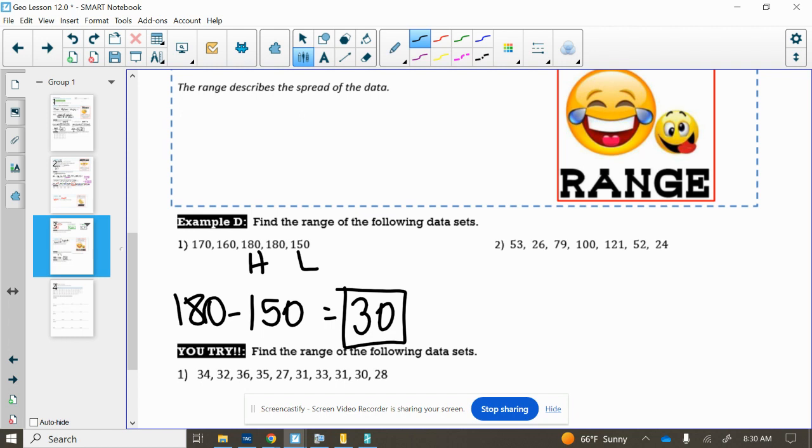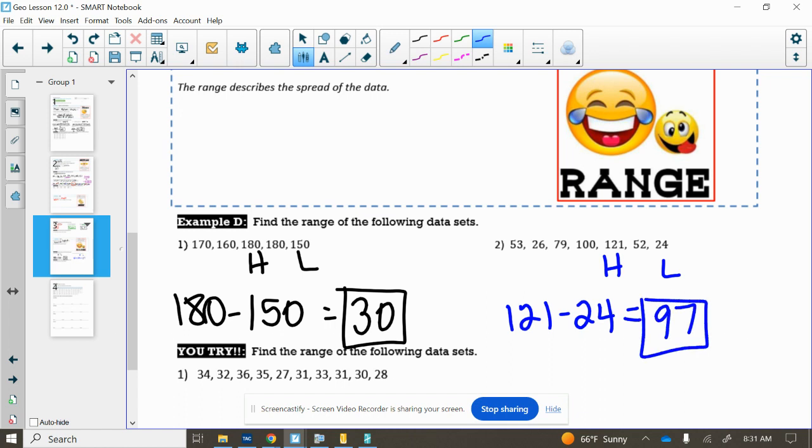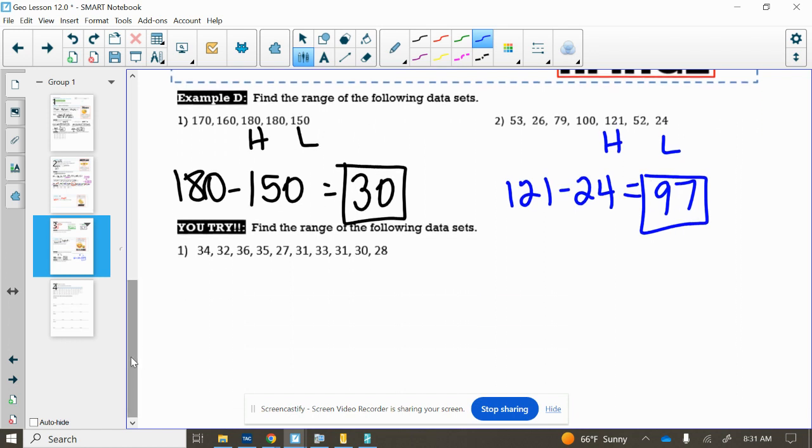The next one, our highest value is 121, lowest is 24. So again, for this range, we would just subtract highest minus lowest, and you would get a range there of 97 units. All right, you try this last one. What is your range for that set of data?